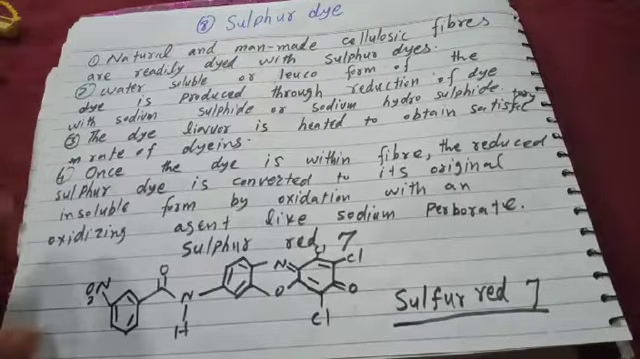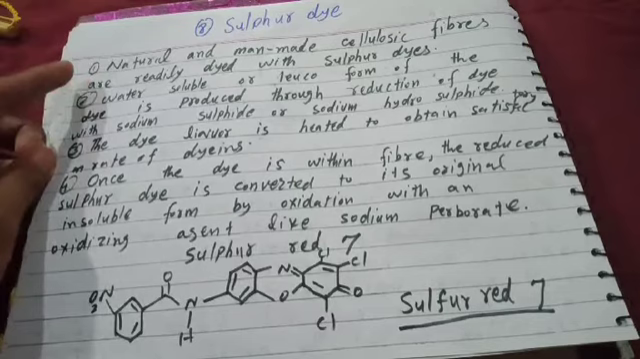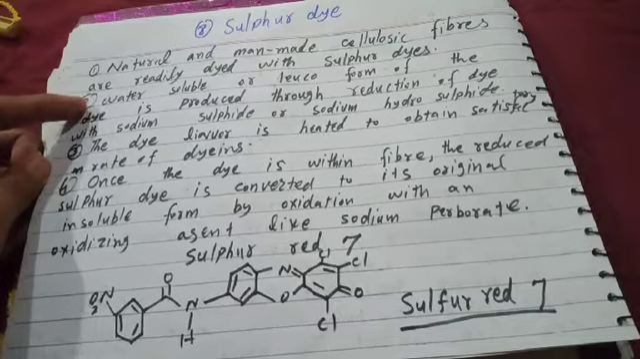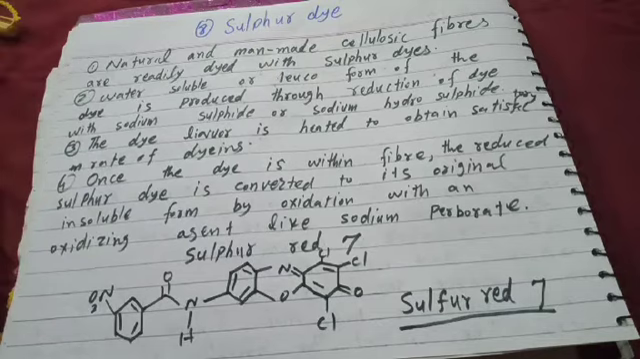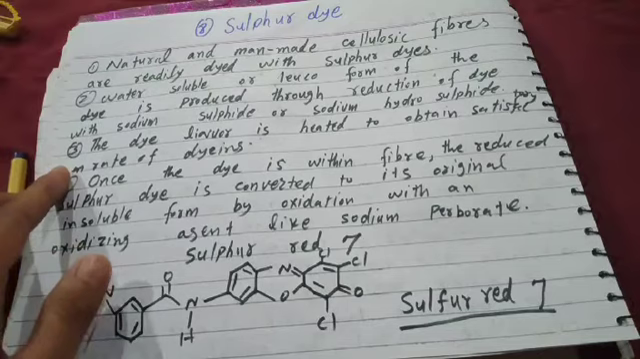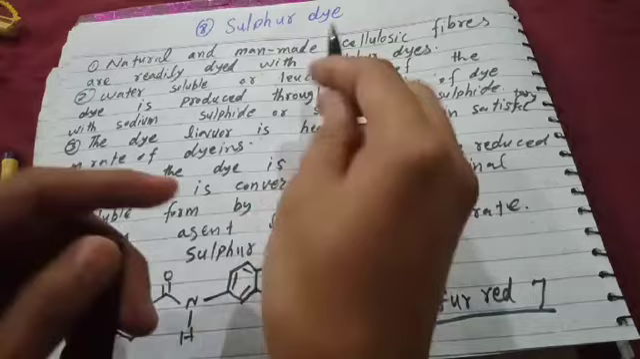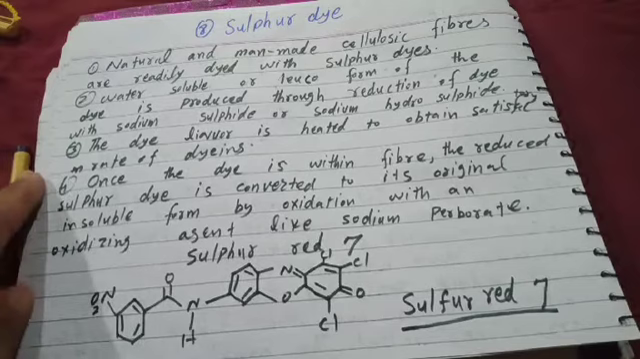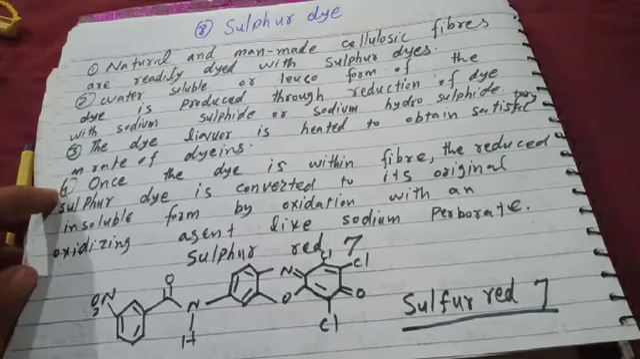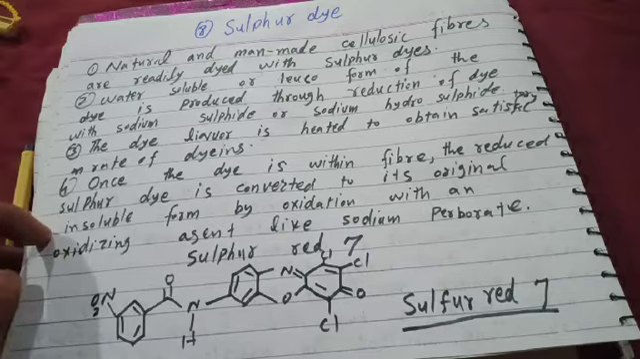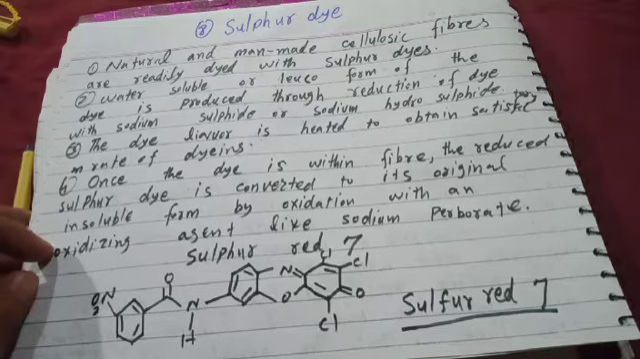This all is related to sulfur dye. Natural and man-made cellulosic fibers are readily dyed with sulfur dye. Number 2 point, the water-soluble leuco form of the dye is produced through reduction of the dye with sodium sulfide or sodium hydrosulfide. Number 3 point, the dye liquor is heated to obtain a satisfactory rate of dyeing. Number 4 point is once the dye is within the fiber, the reduced sulfur dye is converted to its original insoluble form by oxidation with an oxidizing agent like sodium perborate. Sulfur dye is the example.